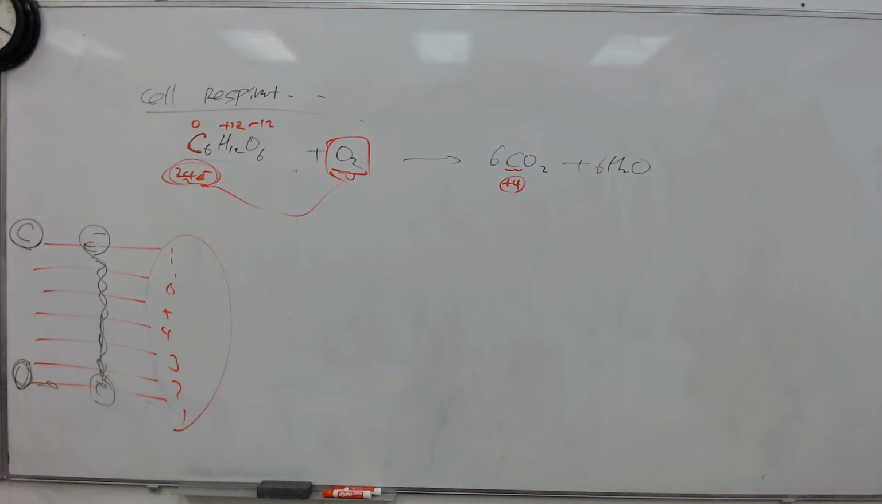So here's what the cell is doing, guys. They capture this transition energy and convert it to what? ATP. Somehow they convert it to ATP. That's the core of today's chapter. How do they do this?